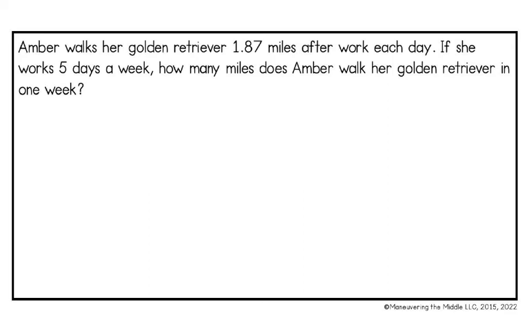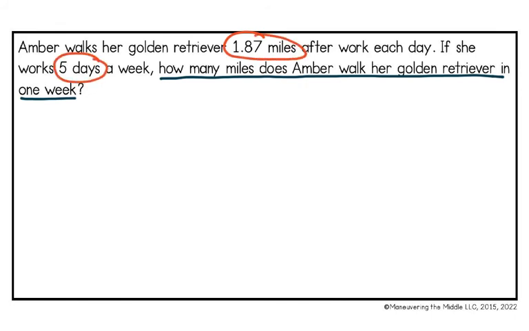So Amber walks her golden retriever 1.87 miles after work each day. If she works 5 days a week, how many miles does Amber walk her golden retriever in 1 week? So when we are approaching story problems, the first thing we want to do is underline or highlight or circle our question. So I'm going to go ahead and underline how many miles does Amber walk her golden retriever in 1 week. Now that we know what the question is, I know what numbers we need. So I know that we need 1.87 miles and 5 days. In order to find that answer, I'm going to multiply.